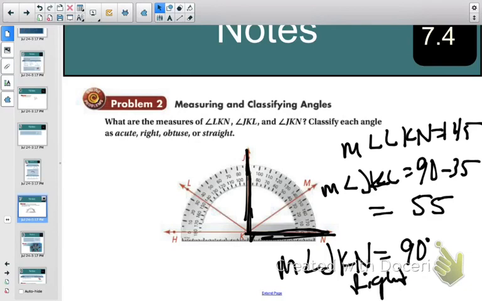Classify it as right, acute, straight, or obtuse. This one is acute because it's less than 90. This one is obtuse because it's bigger than 90 and less than 180.